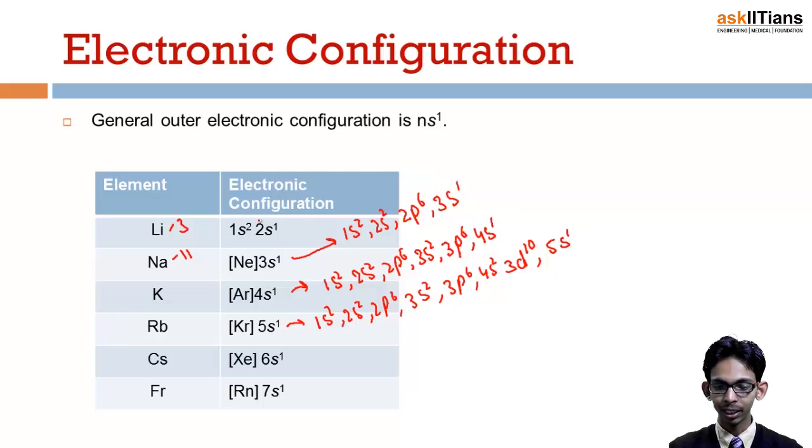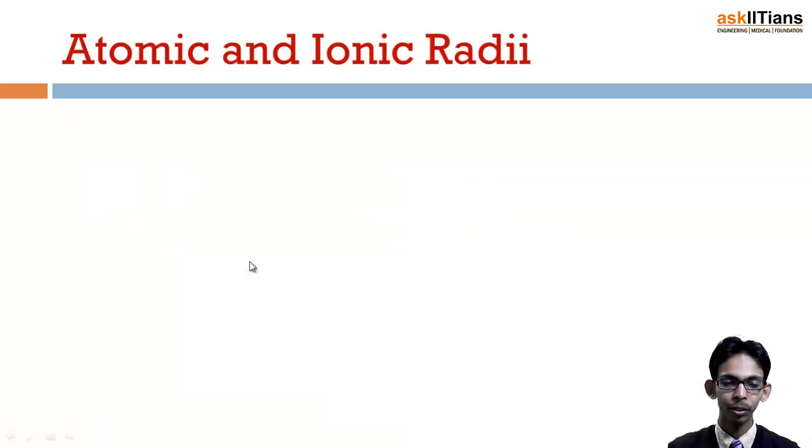So in every case, in case of every element, the outermost, that means valence shell electronic configuration is ns1, where n represents the number of period or the number of shells. So this is the general electronic configuration for alkali metals, group 1 elements.